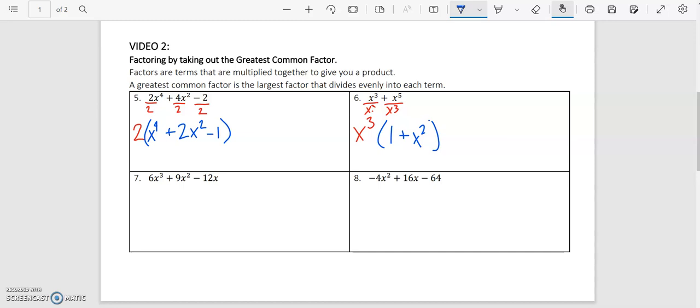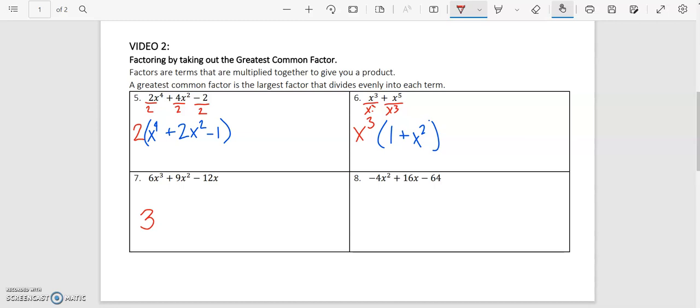So now let's look at 7. On number 7, we have 6x cubed plus 9x squared minus 12x. So we need to look at both aspects here. Do we have values? What kind of terms do we have for our greatest common factor here? Between 6, 9, and 12, our greatest common factor that can go into all three of those terms is going to be 3. 3 can go into 6, 9, and 12.